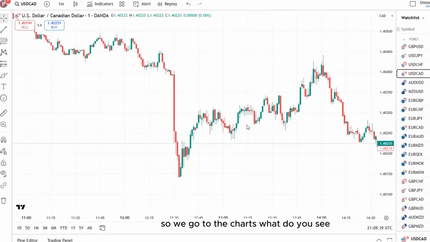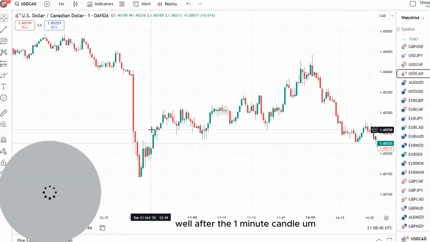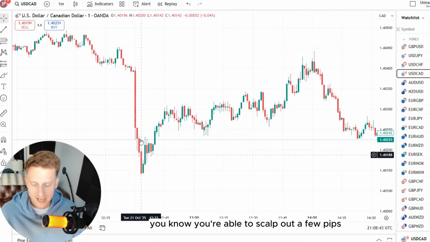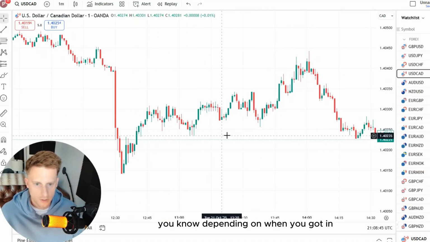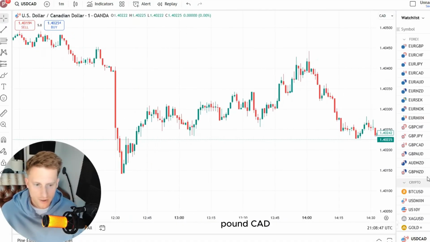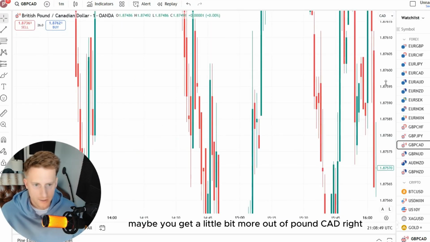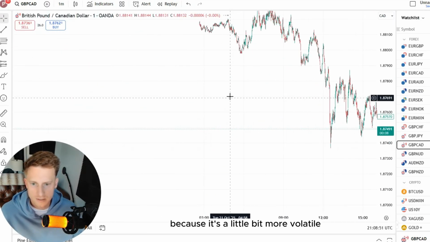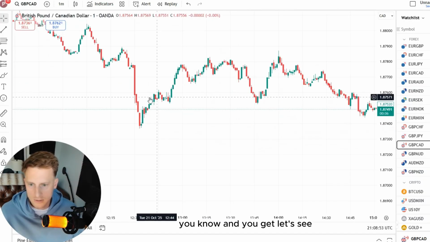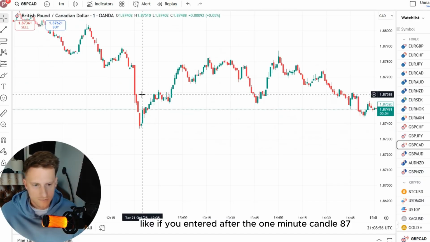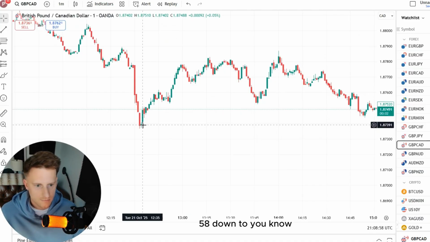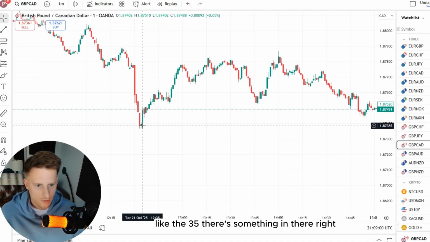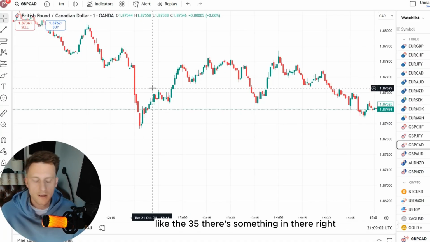So we go to the charts. What do you see? Well, after the 1 minute candle, you're able to scalp out a few pips, depending on when you got in. And you look across the pairs, pound CAD, maybe you get a little bit more out of pound CAD, right? Because it's a little bit more volatile, and if you entered after the 1 minute candle, 87.58 down to like the 35. There's something in there, right?